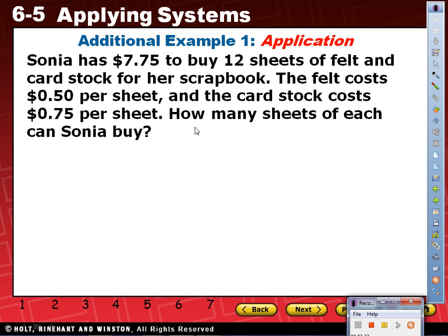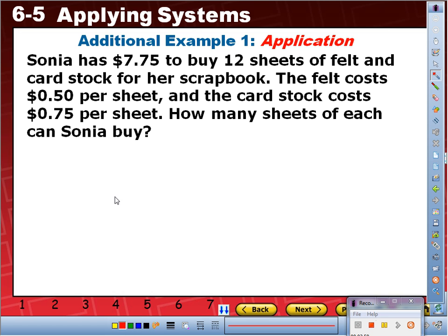All right, so once again, according to our problem-solving strategy, step 1 is to read the problem at least twice and underline key information. I already read it twice. However, I'm going to read it one more time so you can see what kind of information we have here. Sonia has $7.75. What is that talking about? Money. So I'm going to box anything related to money: $7.75, 50 cents over here, and 75 cents over here.